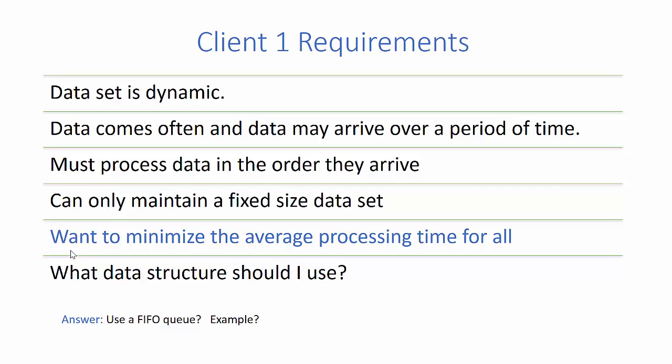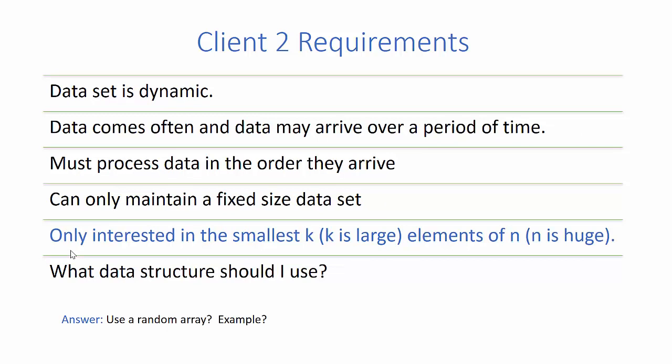Here's an example. Let's suppose that we have this data set and we try to find the average processing time for this data set. This is what we get. So on average, it takes this much to do. And client two will say, okay, I have a data set. It's the same conditions, but my job is different. I want to find the smallest k elements of n, and n can be huge.